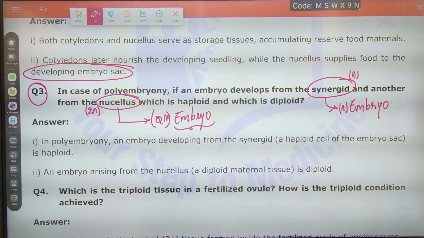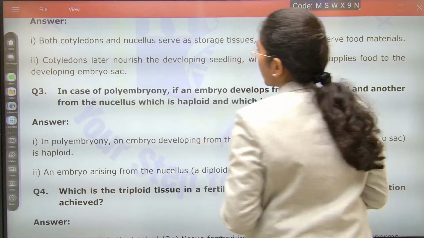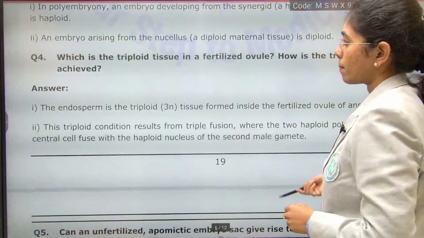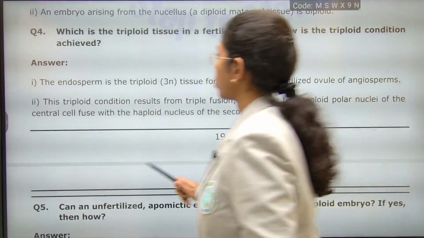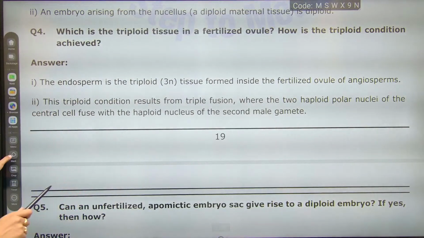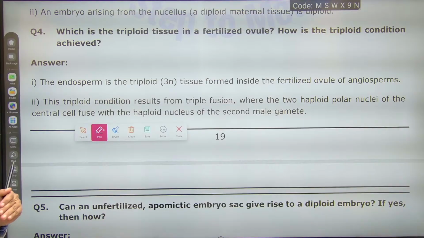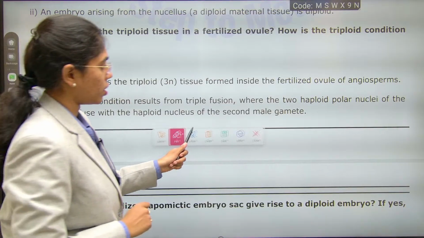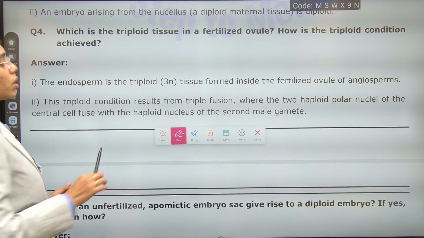Done. Next, which is the triploid tissue in a fertilized ovule? How is this triploid condition achieved? The endosperm is the triploid tissue.